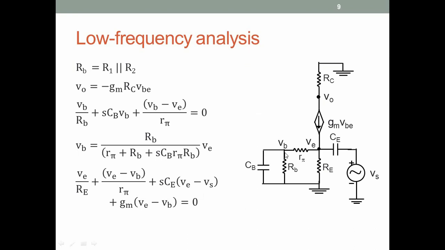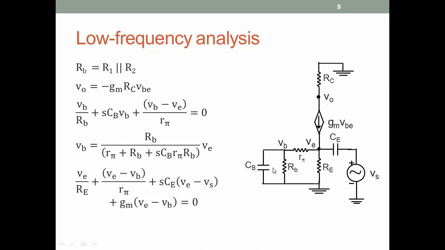Okay, having said that, let us do this analysis. So this is a small signal circuit for low frequencies. So CE and CB are there. Everything else is as it is. So again, two nodes, actually three nodes, I'm sorry. But this is trivial. VO is trivial. So VO is minus GMRC VBE.